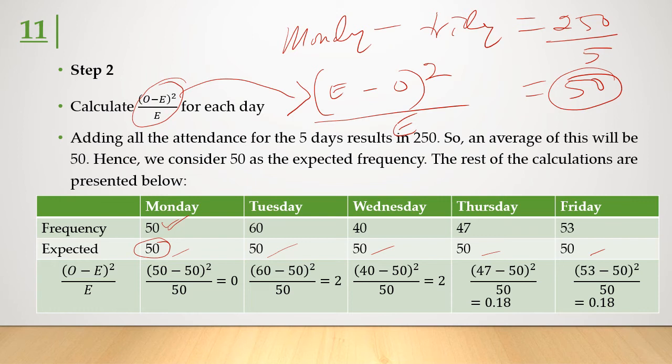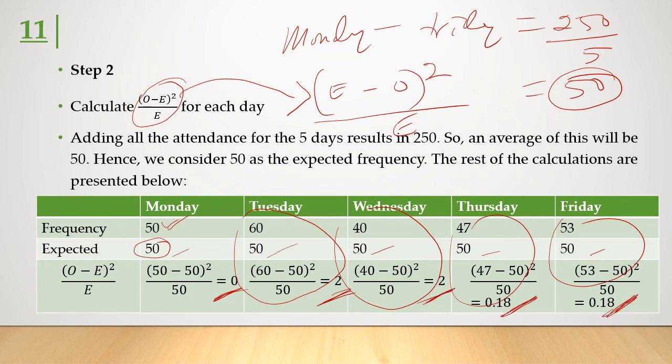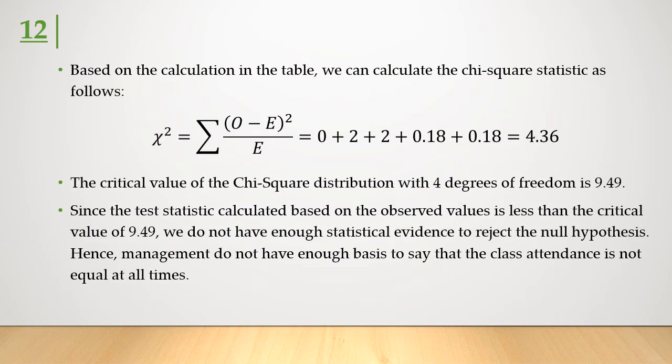So we do the same for all the days and take note of the final answer. This is 0, this is 2, this is 2, this is 0, 0.18, 0.18. So that is what we are going to add together and call the chi-square statistic. This is what we just picked out from there, add them up, and we have 4.36. So 4.36 is the chi-square statistic.